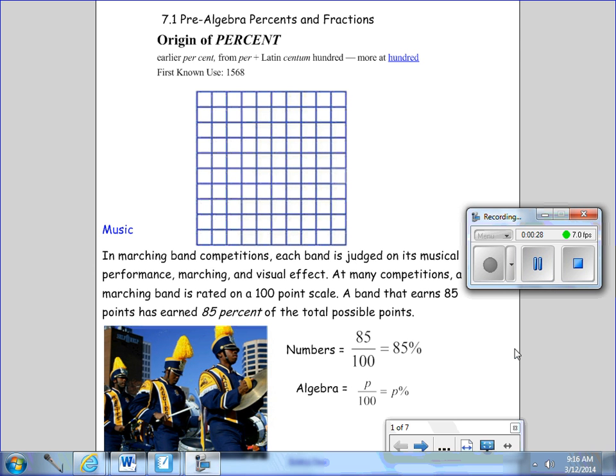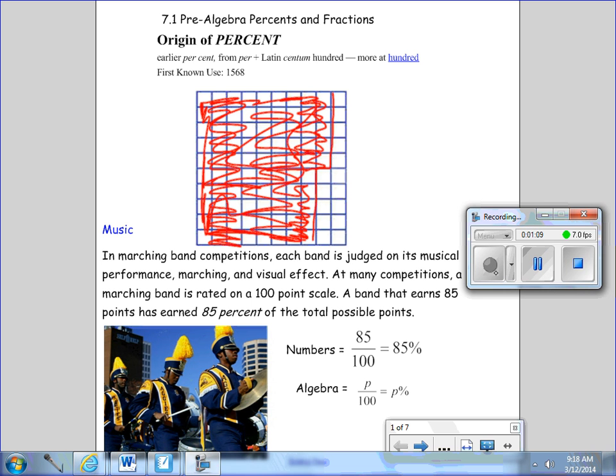Under music. In marching band competitions, each band is judged on its musical performance, marching and visual effect. At many competitions, a marching band is rated on a 100-point scale. A band that earns 85 points has earned 85% of the total possible points. So if you were to put that in numbers, it would be 85 over 100, which is equal to 85% because percent means out of 100. And in algebra, you would put P over 100, which is P in percent. So, in your notes, we will show, in that example, that model there, 85%.